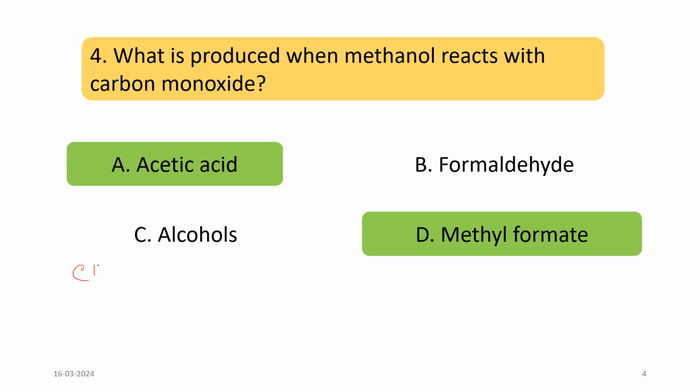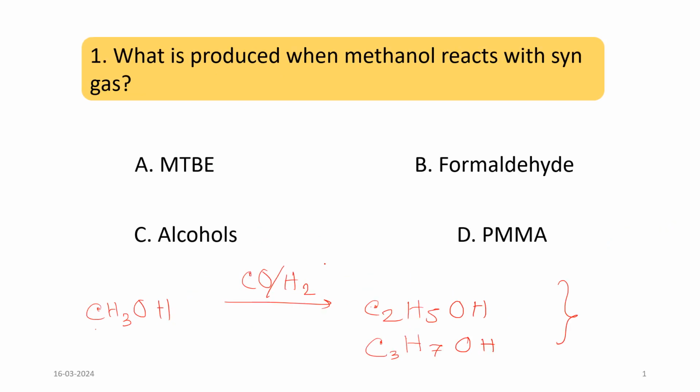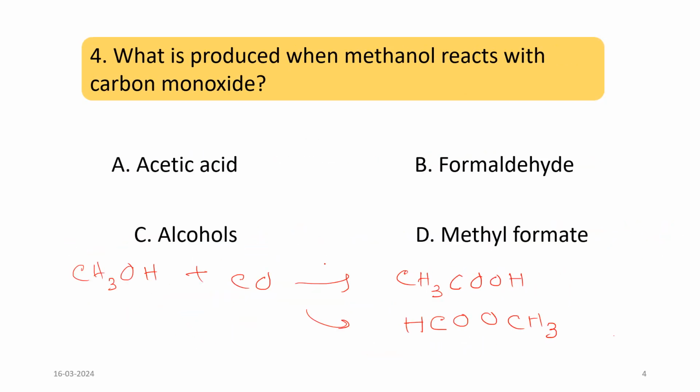So when methanol reacts with CO only, it produces acetic acid, that is CH3COOH, and again it can also produce methyl formate, that is HCOOCH3. Okay, so that is the methyl formate. This is only when the methanol reacts with carbon monoxide. But we have just seen before that when it reacts with CO plus H2, it produces alcohol. So both are different equations. So here the right answer is acetic acid and methyl formate both.